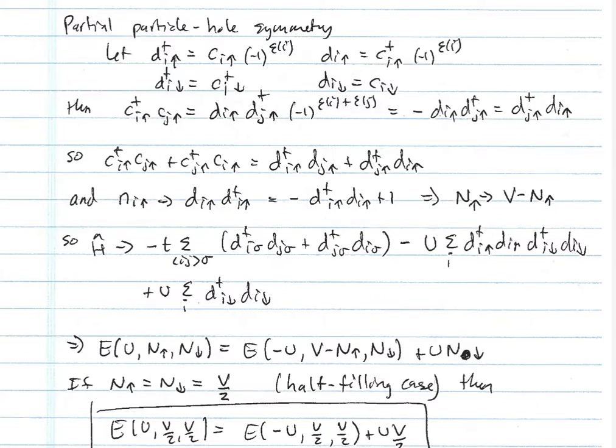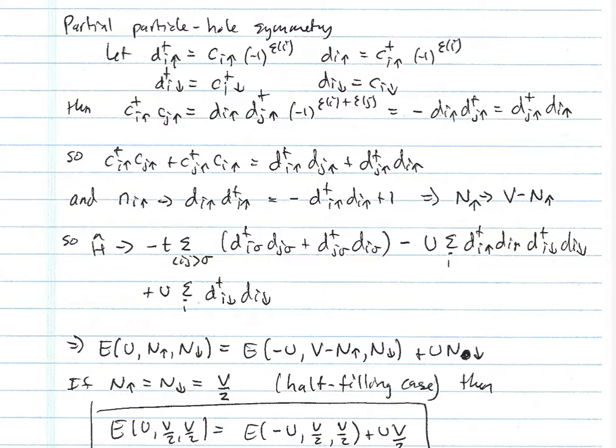What we're simply saying is that the eigenvalues of the original Hamiltonian, which is just some set given by U, n up, and n down, will be exactly the same as the eigenvalues of the transformed Hamiltonian, which corresponds to minus U, V minus n up, n down, plus this extra term, which involves U, n down.